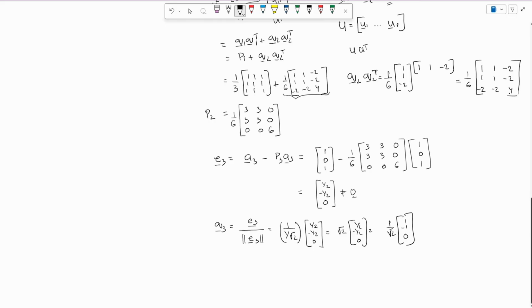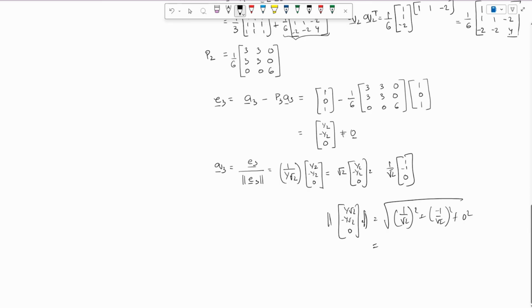Yes? Sir, how is it written by 4? Okay. It's 1 by root 2, minus 1 by root 2, 0. So the norm of this will be square each term, add them together, and then take the square root. Square of 1 by root 2 is 1 by 2. Square of minus 1 by root 2 is also 1 by 2. So it is length 1.